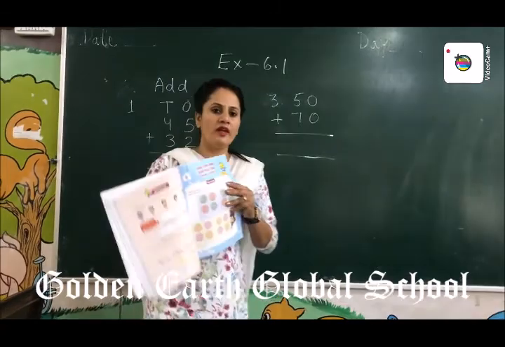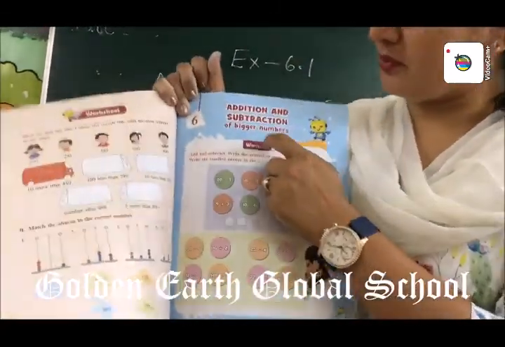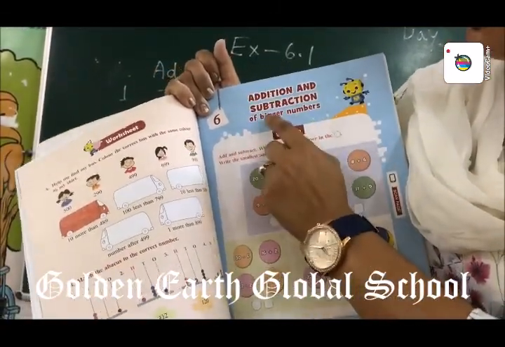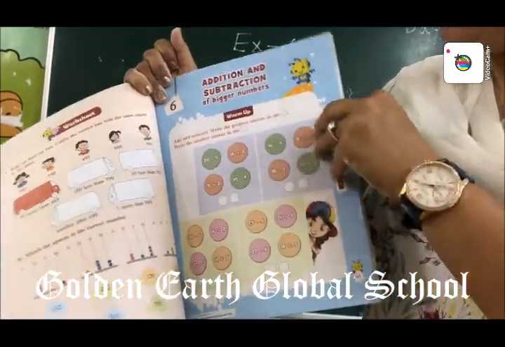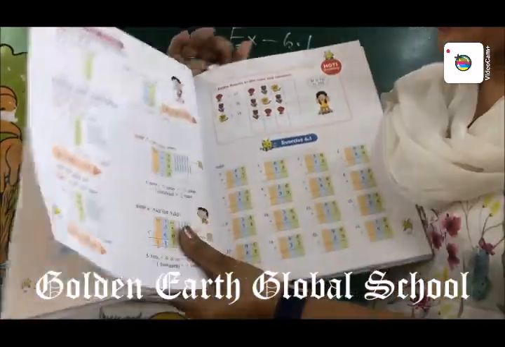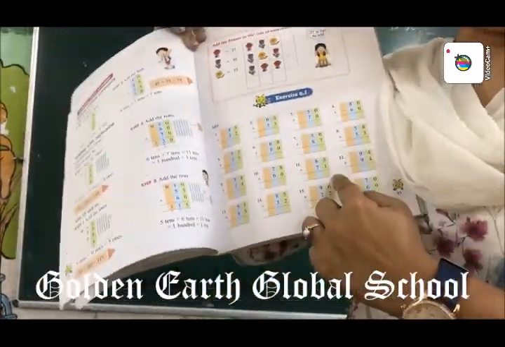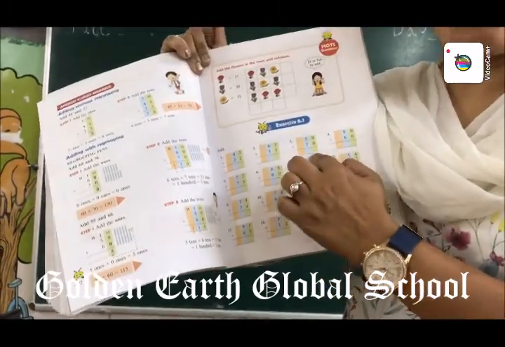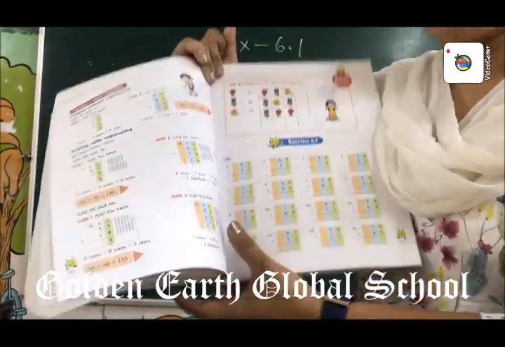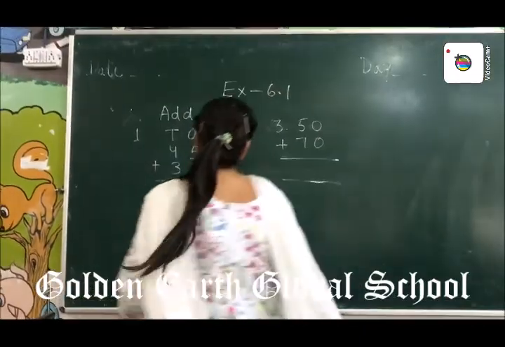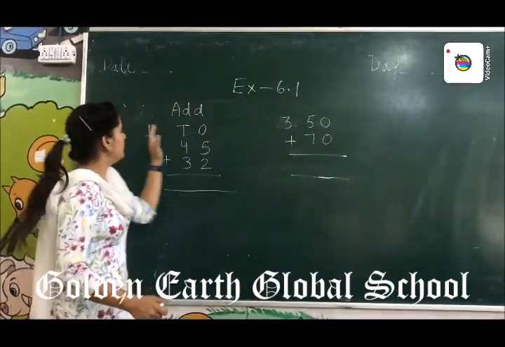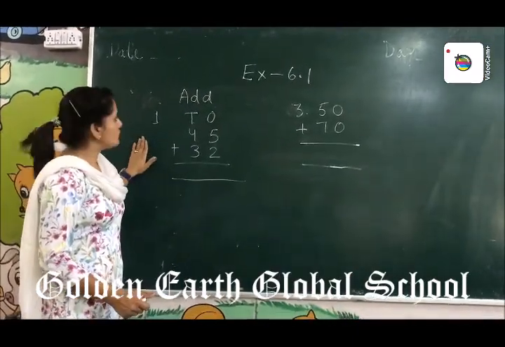Now today our topic is chapter 6, addition and subtraction of bigger numbers. We will solve exercise 6.1 on a book. You will solve this exercise on a book. Okay? Now exercise 6.1, here I solved the first question.